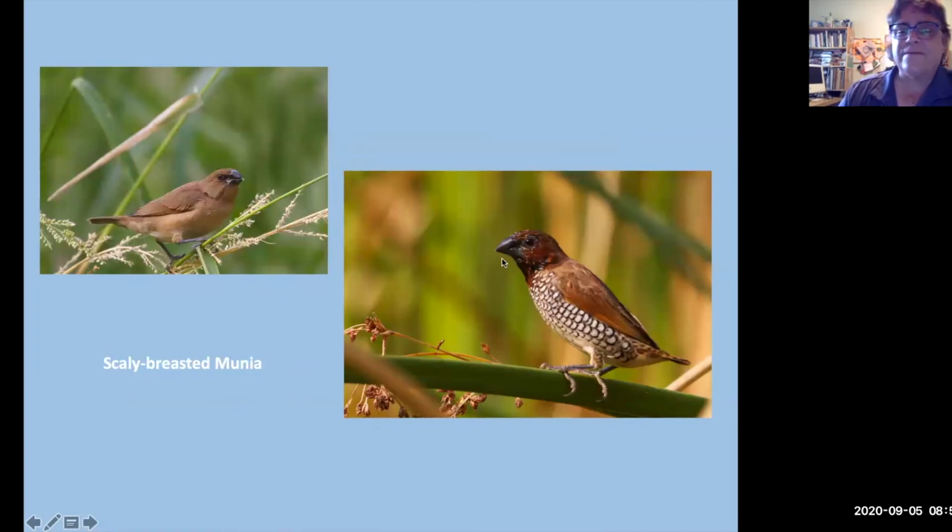This one is actually for Wendy's mom, who was such a trooper and was out every single day with me early in the morning, with us early in the morning. Scaly-breasted munia, cinnamon color, scaly back. This is a child, a young one.